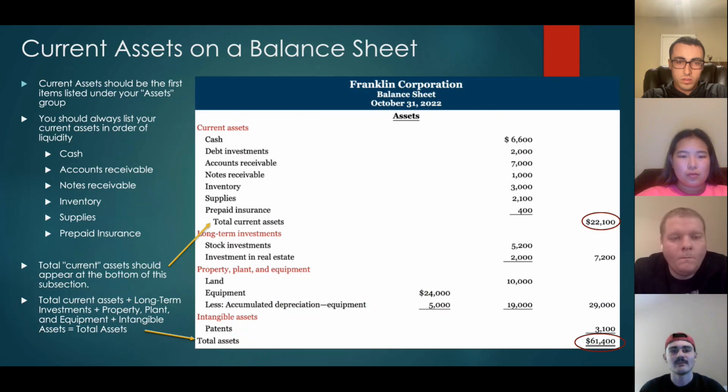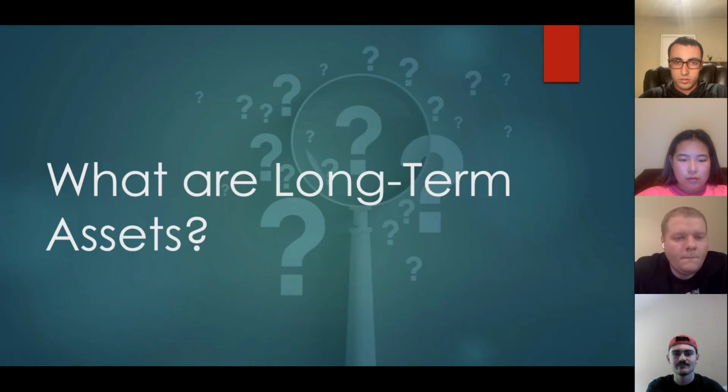Current assets on a balance sheet should be the first items listed under your assets group. You should always list your current assets in order of liquidity, which is cash, accounts receivable, notes receivable, inventory, supplies, and then prepaid insurance. Total current assets should appear at the bottom of this subsection. Total current assets plus long-term investments plus property, plant, and equipment plus intangible assets equals total assets.